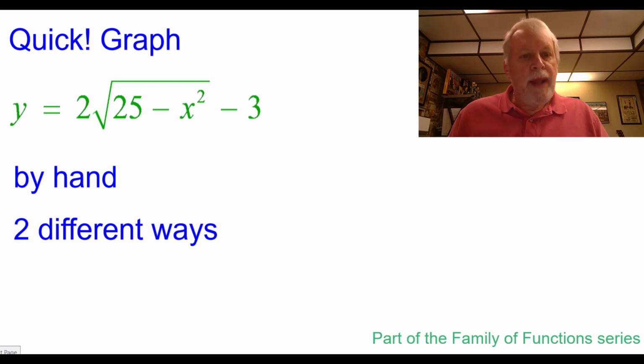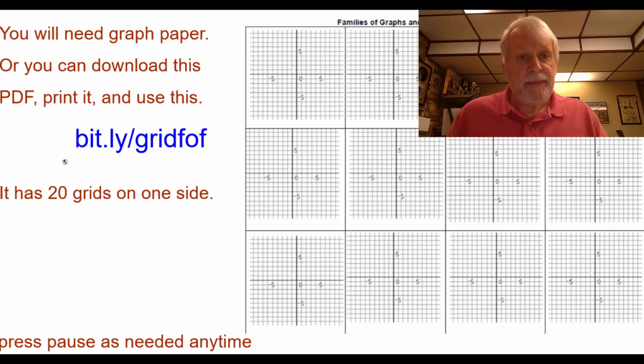Quick, graph y equals 2 times the square root of the quantity 25 minus x squared, minus 3 by hand 2 different ways. This is part of the Family of Functions series. You will need graph paper, or you can download this PDF and print it. Press pause as needed anytime during this video.